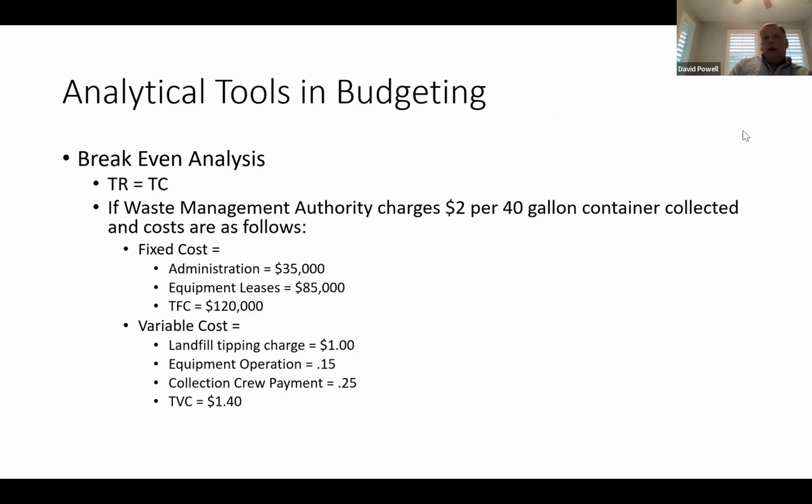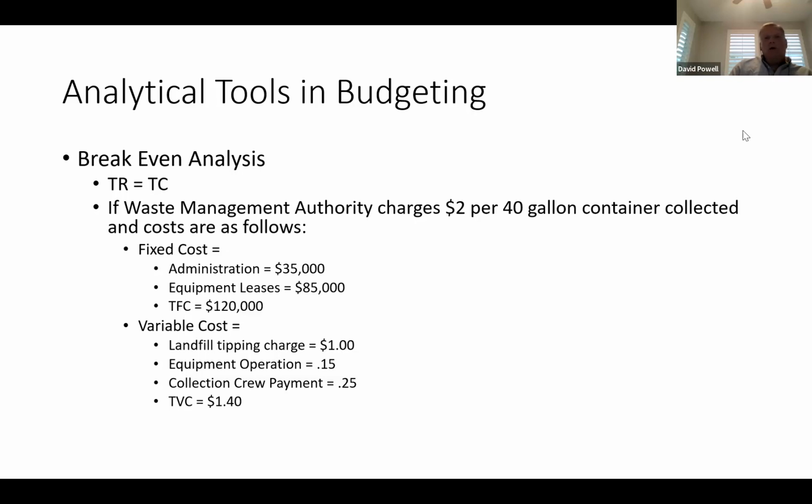The costs associated with this trash collection service include both fixed costs as well as variable costs. And I'm sure you remember from your microeconomics course what fixed and variable costs are. Fixed costs are costs irrespective of the amount of the good that you are producing. Variable costs will be indexed to the amount that you're producing. Fixed costs, in this example, we have administrative costs of $35,000. We have equipment leases of $85,000. So our total fixed costs are $120,000. That's our total fixed costs.